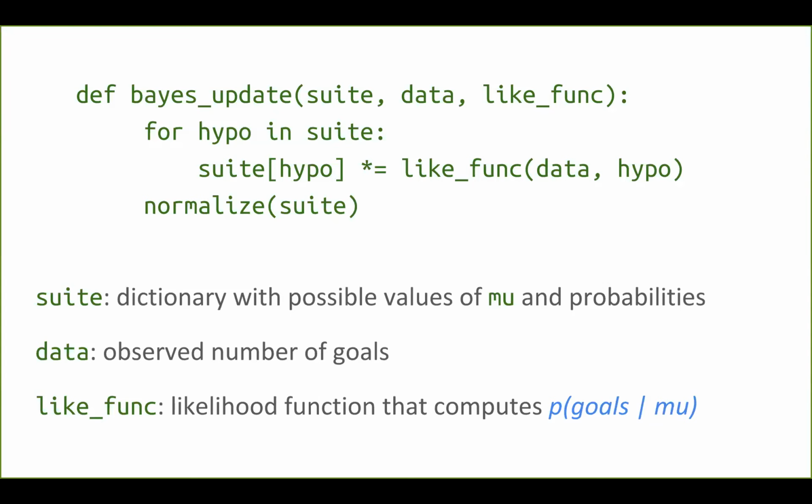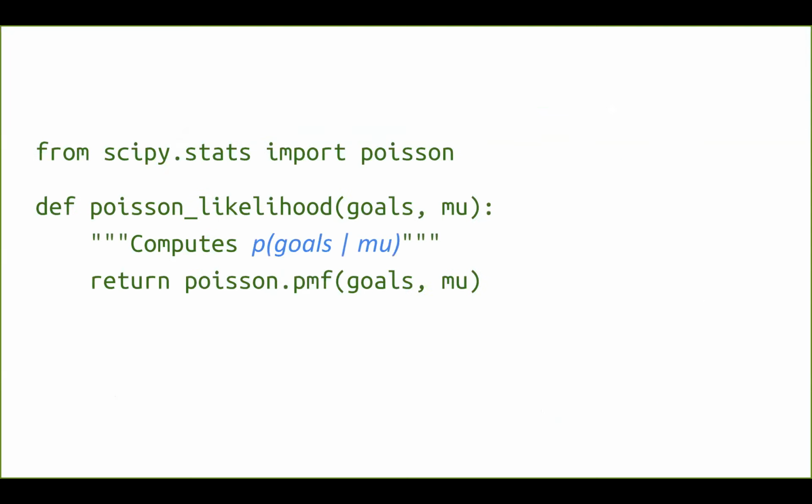So the way this function works, it loops through the suite and it pulls out each hypothesis, each hypothetical value of mu. And it computes the likelihood of seeing the data for that given value of mu and multiplies that by the prior probability of that hypothesis. So the result of that loop is a posterior distribution that is not yet normalized. Those probabilities in general won't add up to 1, but I can make them add up to 1 just by computing the total and dividing through. And that's what normalize does. So the result of all of that is the posterior distribution.